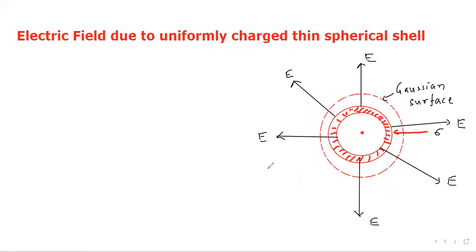Now let's consider the next thing, electric field due to a uniformly charged thin spherical shell. So this is a thin spherical shell. Now suppose its radius is capital R. We consider a Gaussian surface, shown here as the dotted circle, and the charge density of this spherical shell is sigma. The electric field will be directed outward. So sigma is the surface charge density.